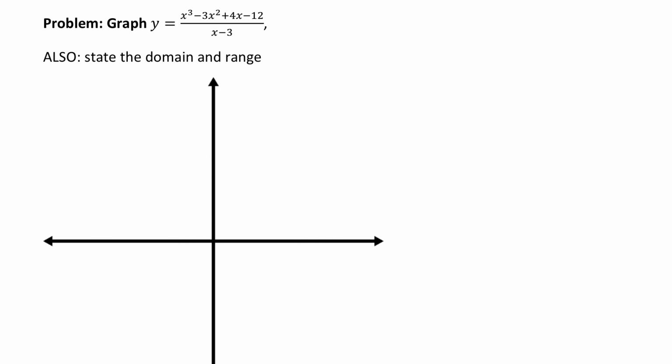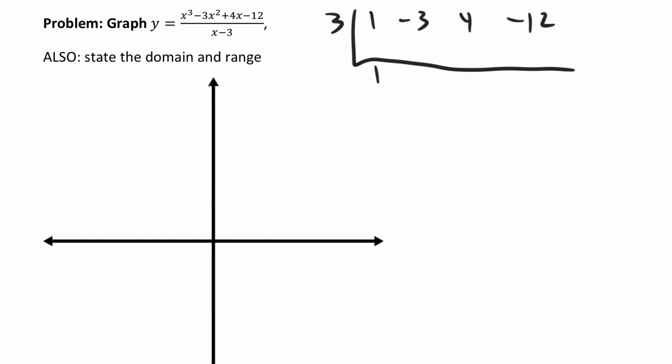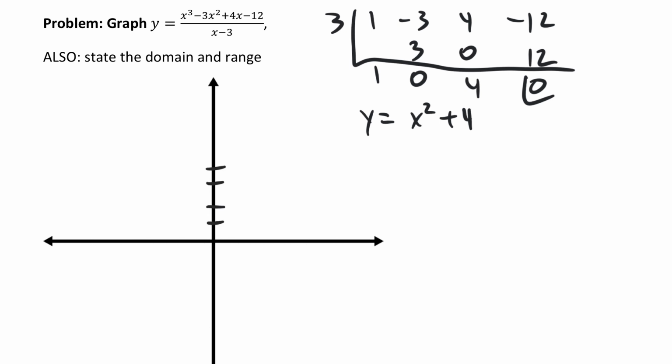Okay, so I'm going to try this one again with synthetic. It's nice to just try different techniques. 1, negative 3, 4, negative 12, and we're going to put the 3 over here. So this gives us 0 remainder. So y equals x squared plus 4. Oh, well, that's kind of cool. That's going to be a parabola. Parabola up with a vertex at 4. Over 1, up 1. So over 1, up 1.